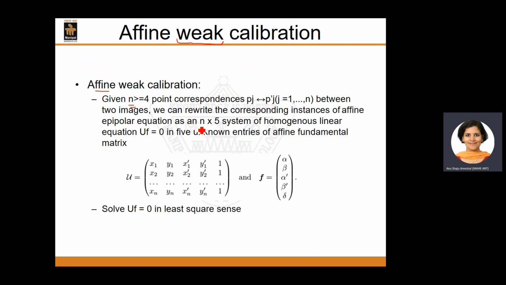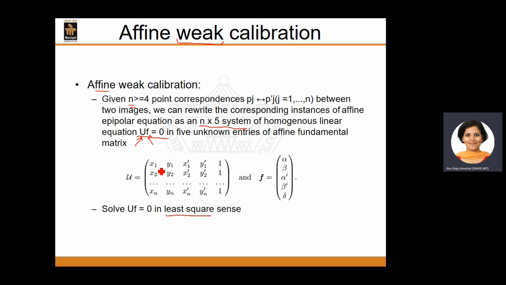Okay, and so given that, let's say you have n greater than or equal to 4 point correspondences, I get a system of linear equations of the size n cross 5, right? So I have n cross 5 equations, and I can write it in the form of Uf is equal to 0, okay, and you have 5 unknown entries for that, right? So I arrange all the known quantities within the matrix U, and all the unknown quantities within the vector f, and I try to solve this Uf is equal to 0 in the least square minimization form, right?